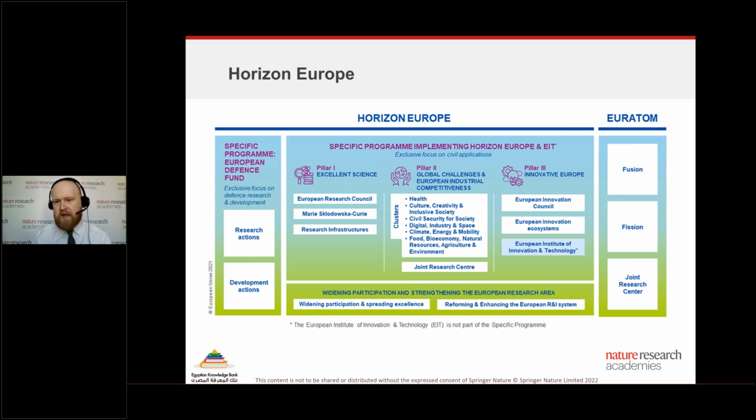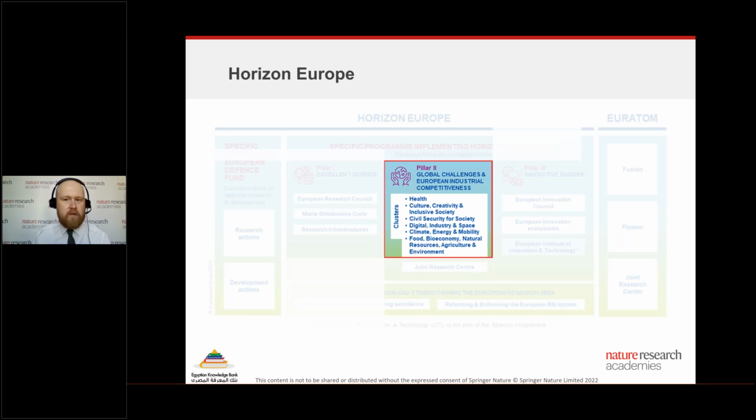Let's move on now to Pillar 2. Pillar 2 has the goal to fund research that tackles challenges that we all face, for example, harmful emissions or tackling common diseases such as obesity. So one striking difference between Pillar 1 and Pillar 2 is that Pillar 2 has predefined topics, okay?